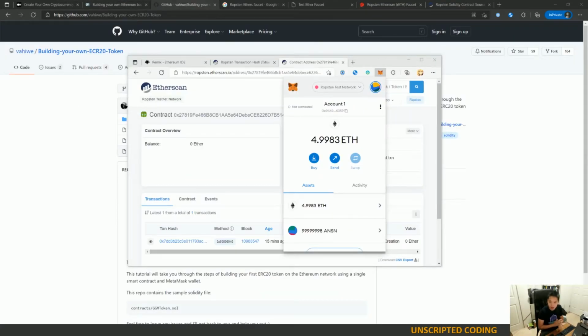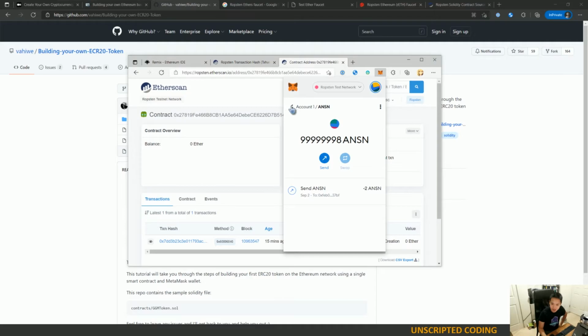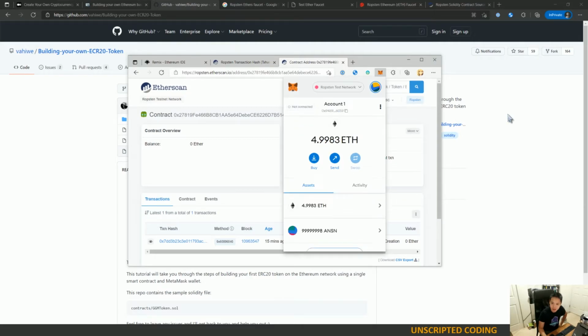Okay, well, that is all complete. So you can see that I have 99,999,998 Anson tokens. I gave away 2 to the author of that article. It's just to check if the transactions worked, and obviously it did. So that went a lot smoother, but what you have to realize is we really didn't do much.